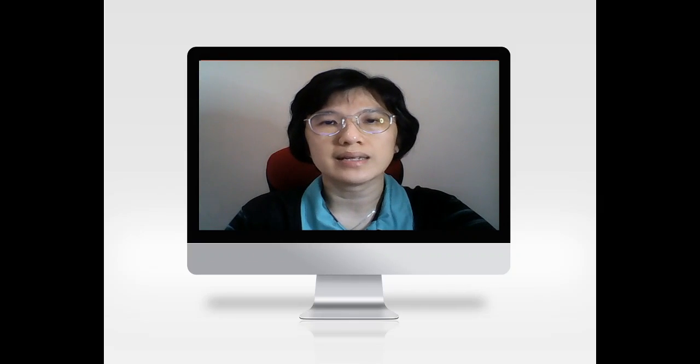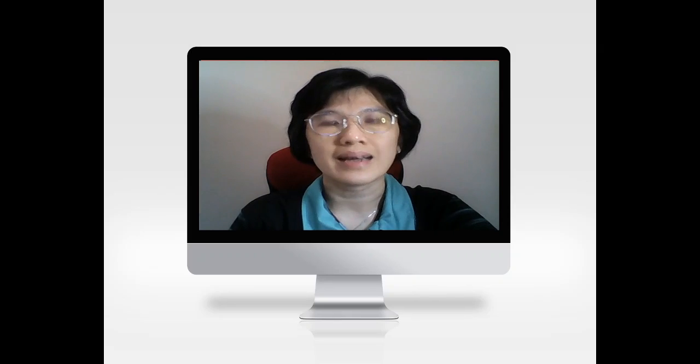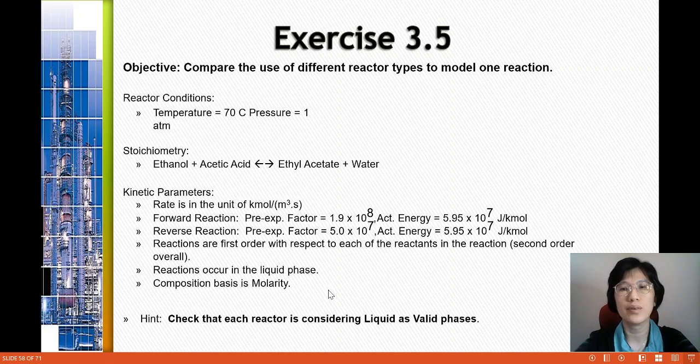Today we are in the third session for Chapter 3 on the simulation of reactive processes. So we have gone through all the detailed lecture in sessions 1 and 2. In this session, we are not going for any lecture, but we will be focusing on exercise 3.5, just solving exercise 3.5. So let's go through the slides.